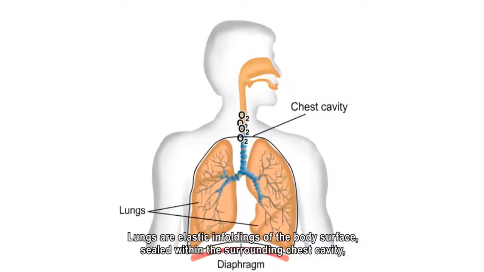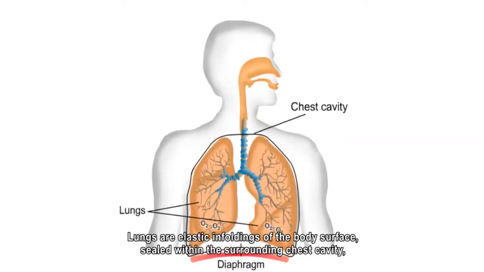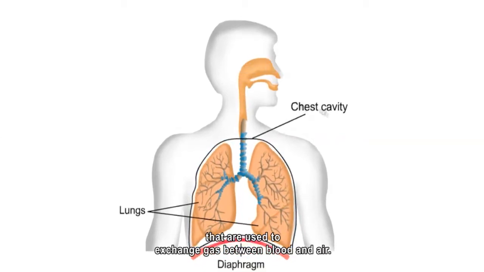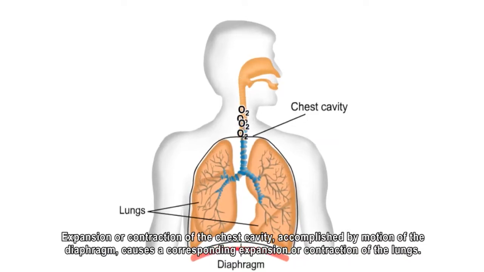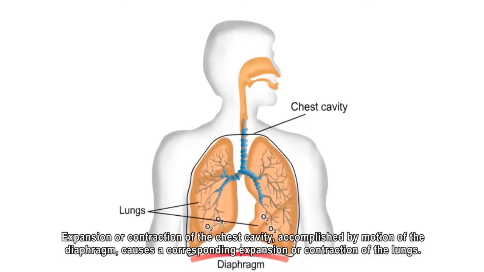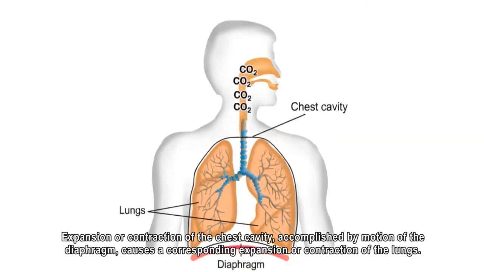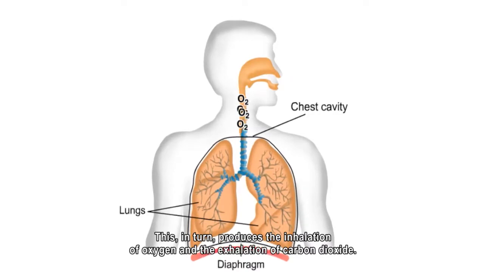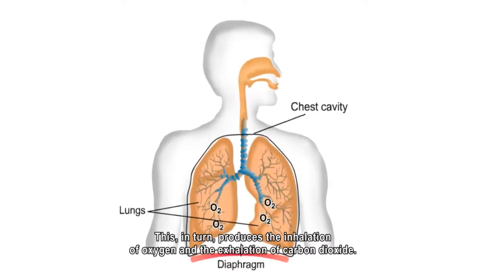Lungs are elastic infoldings of the body surface, sealed within the surrounding chest cavity, that are used to exchange gas between blood and air. Expansion or contraction of the chest cavity, accomplished by motion of the diaphragm, causes a corresponding expansion or contraction of the lungs. This, in turn, produces the inhalation of oxygen and the exhalation of carbon dioxide.